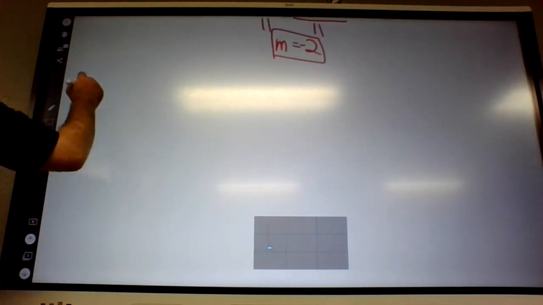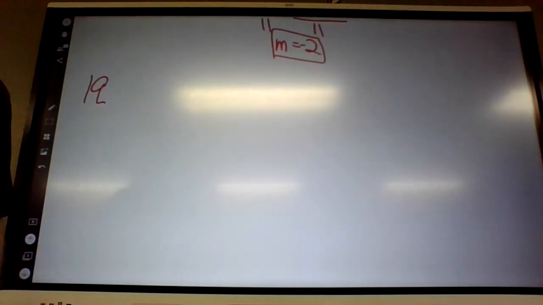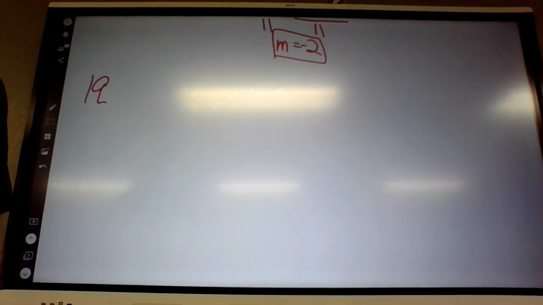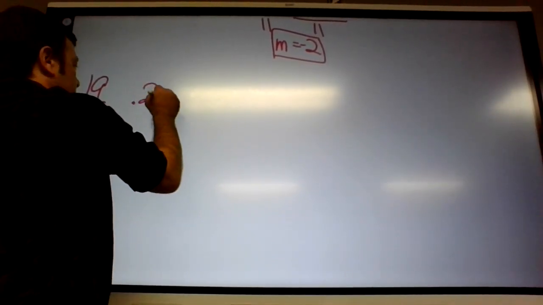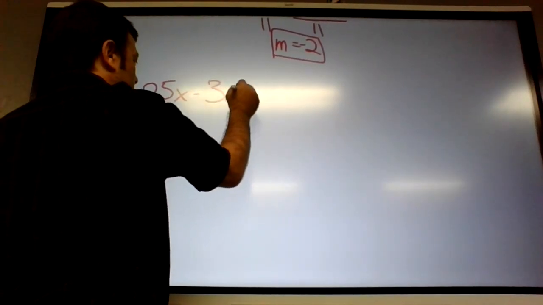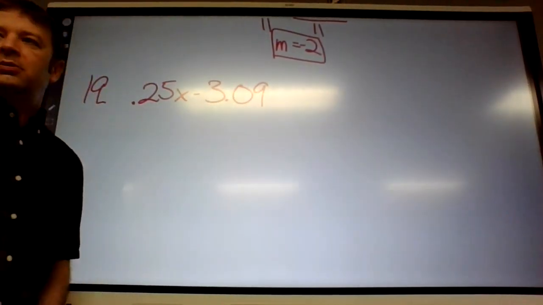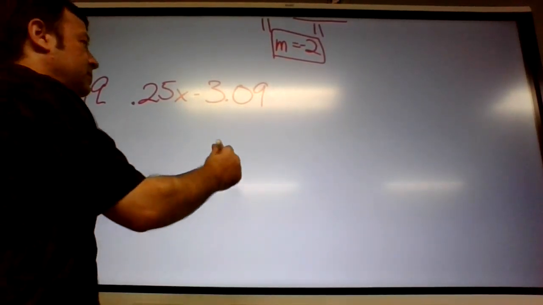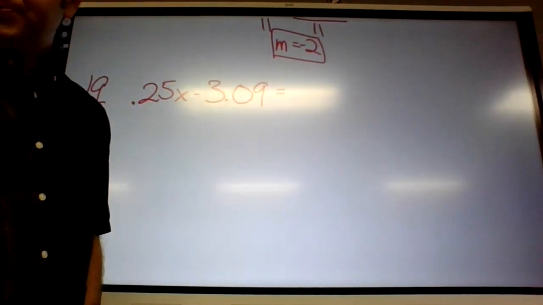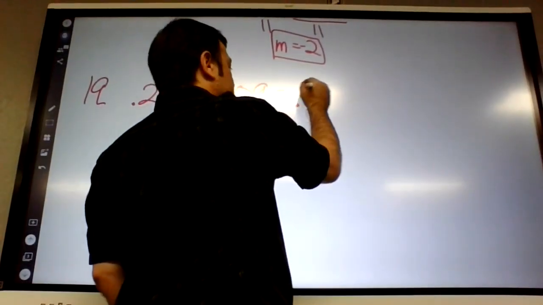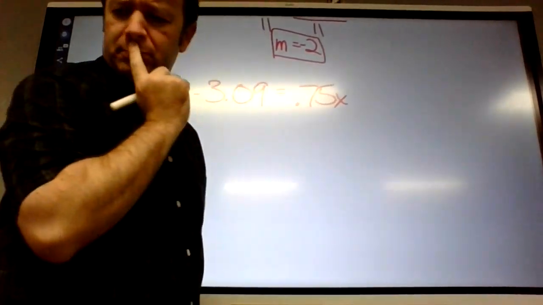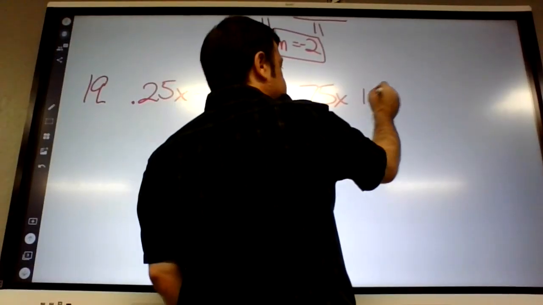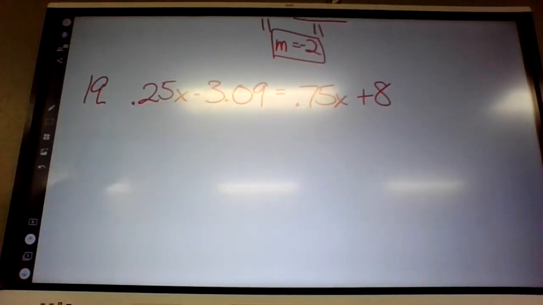19. 0.5, 25x minus 3. Tomorrow we'll talk about a way to get rid of decimals, but you don't really have to get rid of decimals. You can just still do the normal stuff. Tomorrow's kind of about how to get rid of decimals and fractions in the problem. But you don't have to get rid of them. You can still keep going.